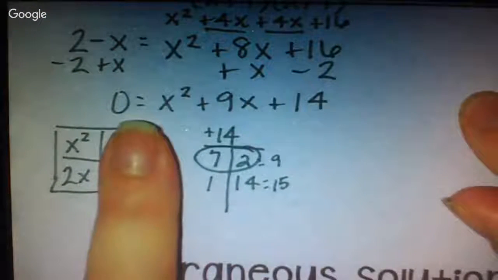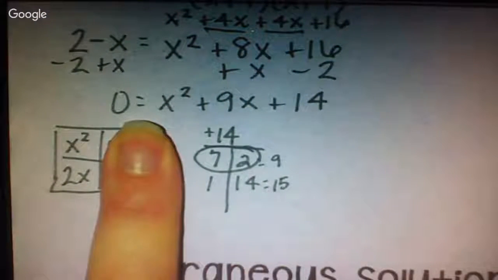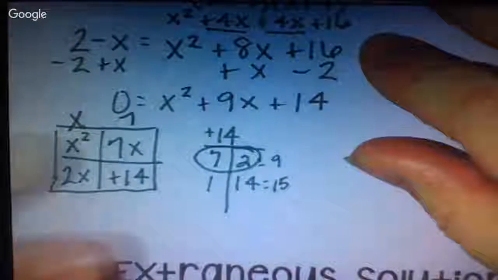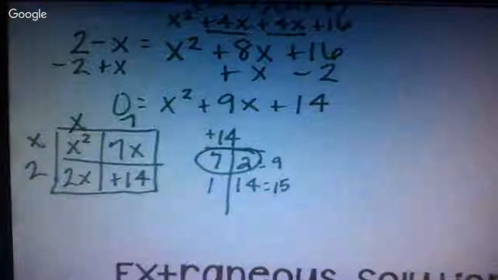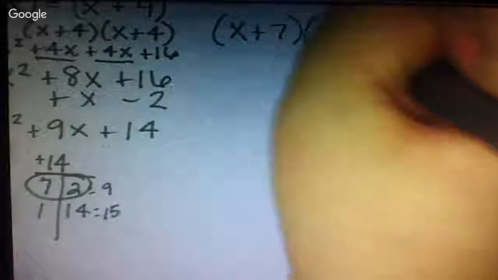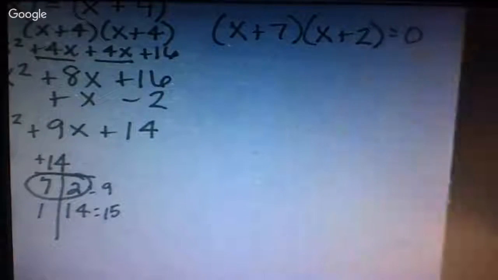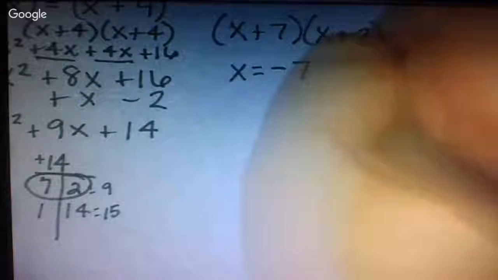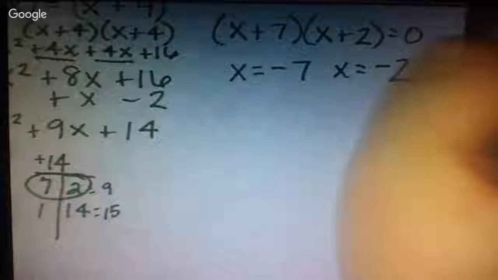What do they share in common? X squared and 2x. X. What does 7x and 14 share in common? 7. So this means my factors are x plus 7 and x plus 2. So x equals -7 and -2.